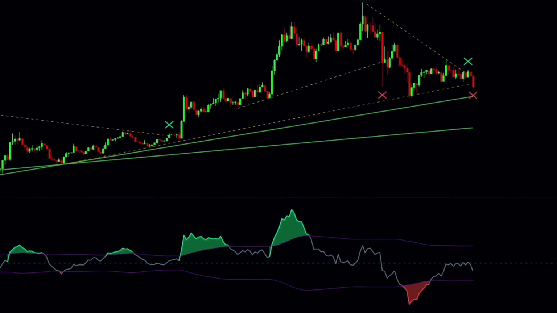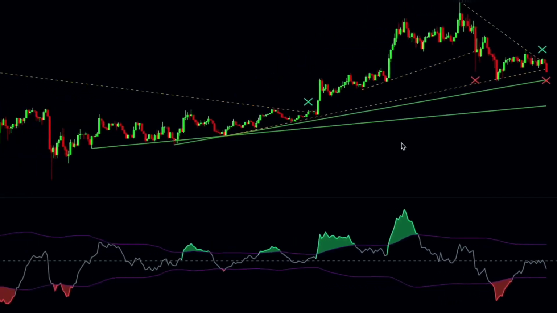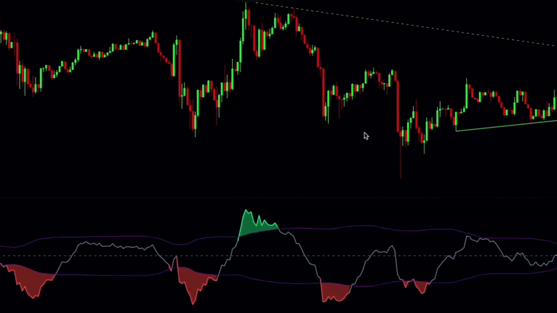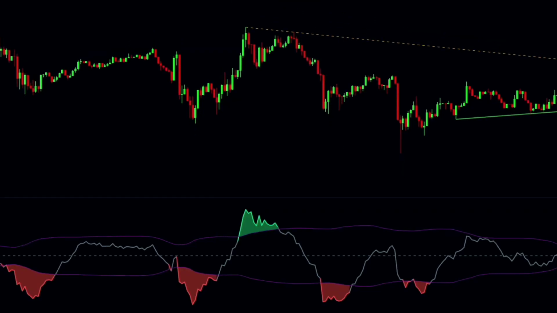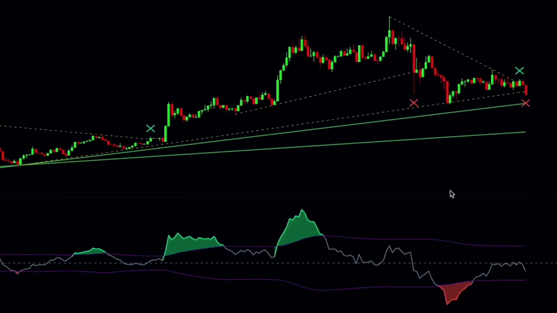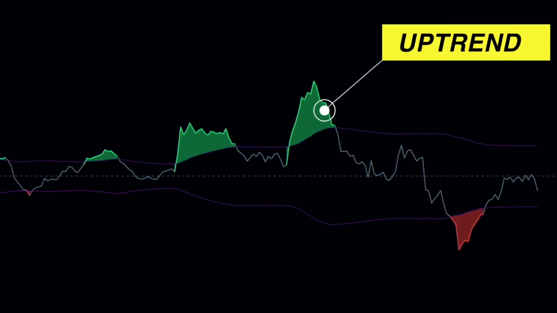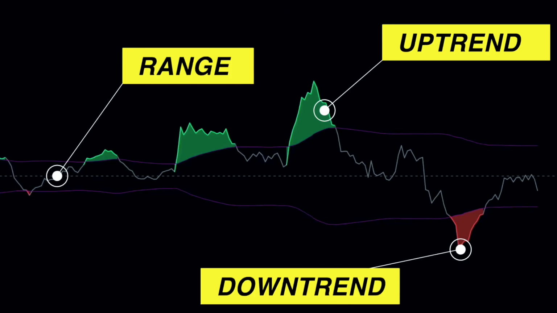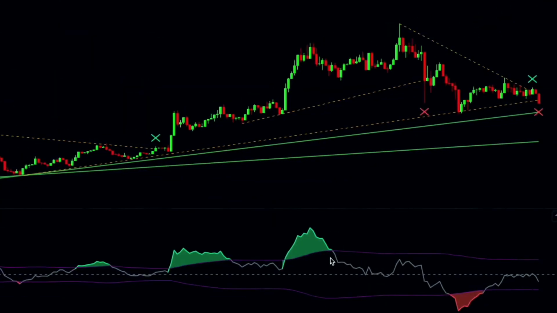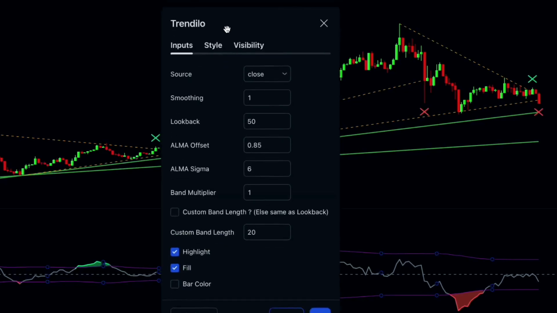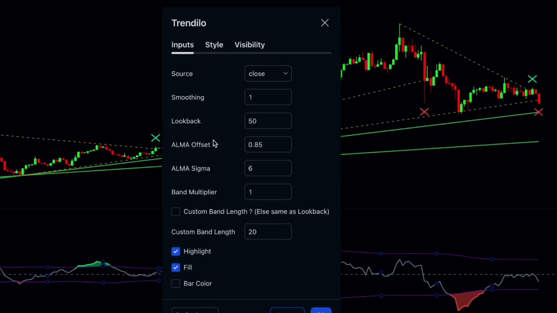Trendilo is an interesting tool that helps identify price trends by calculating the percentage change in the selected price source and smoothing the data. It uses the ALMA to smooth the percentage change and applies a root mean square band to filter out market noise. Compared to the standard RSI, Trendilo is more precise as it accounts for market volatility and offers greater customization. I prefer to set the look back period to 30 rather than the default 50.